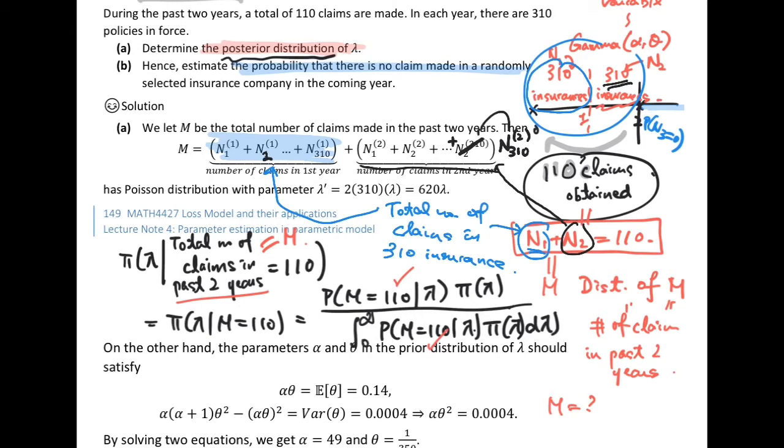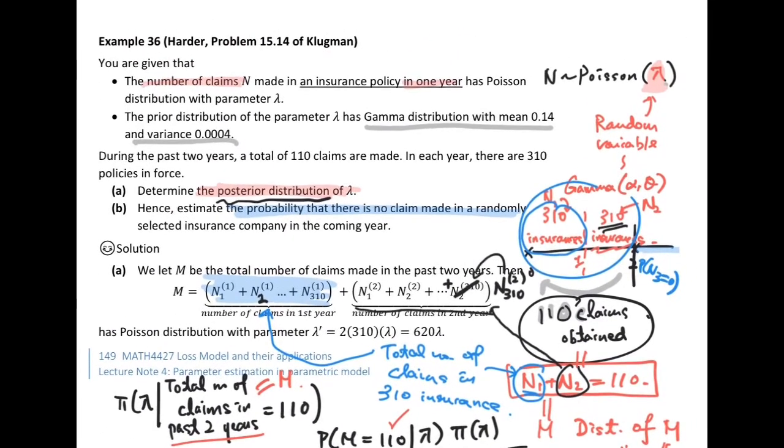Okay, so it should be this. Now, here, that will be the number of claims during the second year. So that will be the formula for your total number of claims in the past 2 years. Now, the last thing is: what will be the distribution of this M? Okay, now here you go back to the initial given condition.